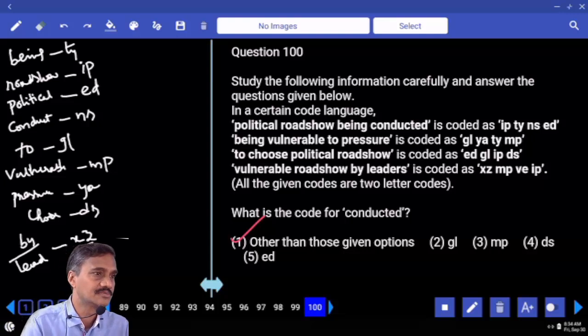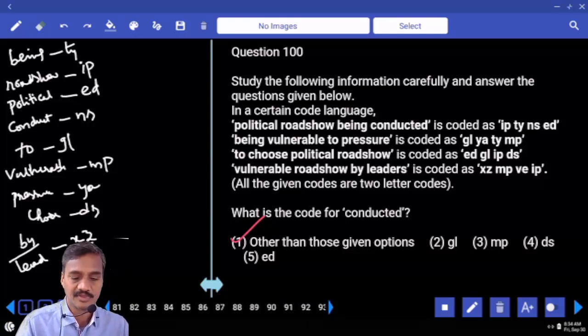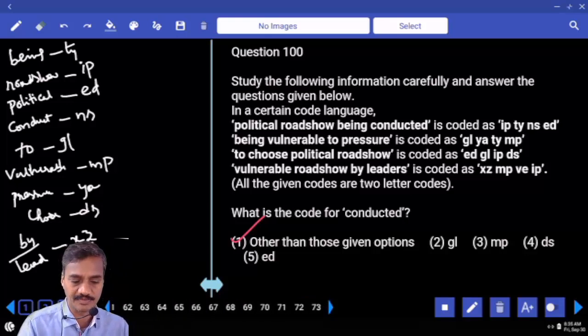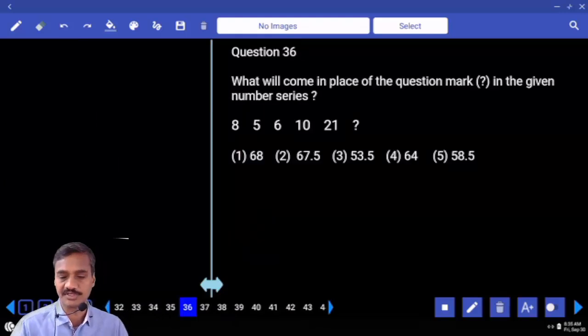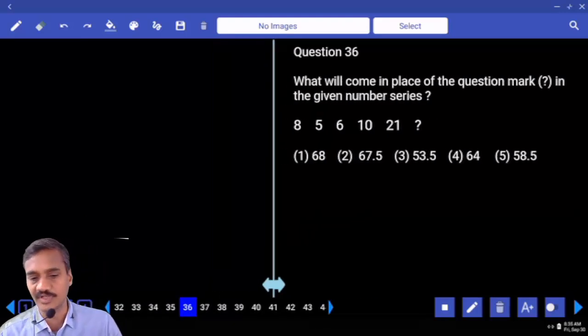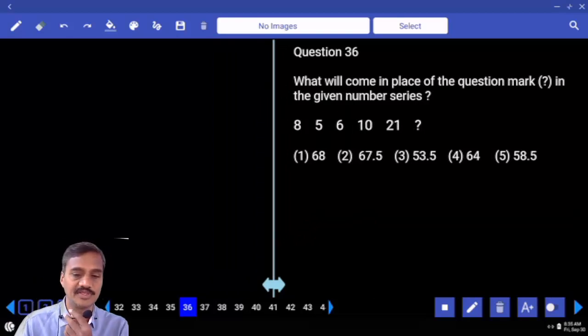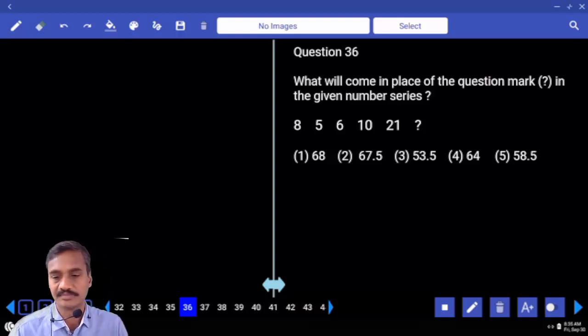Now the number series, question numbers 36 to 40. In this 36 to 40, in the first one we have 8, 5, 6, 10, 21. Then tell me what is your answer in this case.